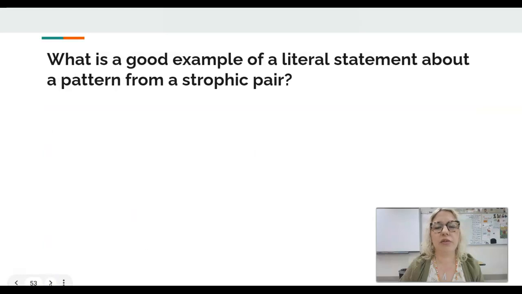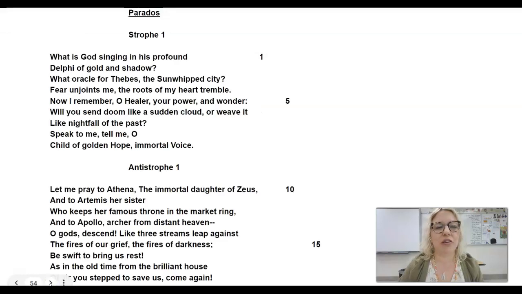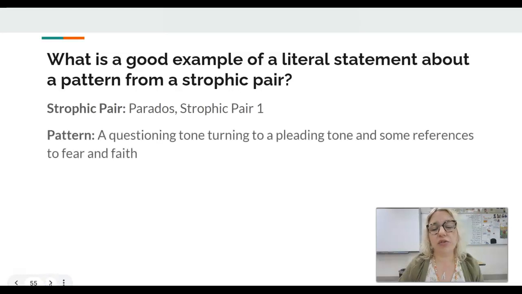Okay, a good example of a literal statement about a pattern for a strophic pair. This comes from Parados, Strophic Pair 1, which was in the mid-unit summative assessment, and I stole this from one of your responses. So just a reminder, here is the passage. And the pattern is a questioning tone turning to a pleading tone, period, sorry.